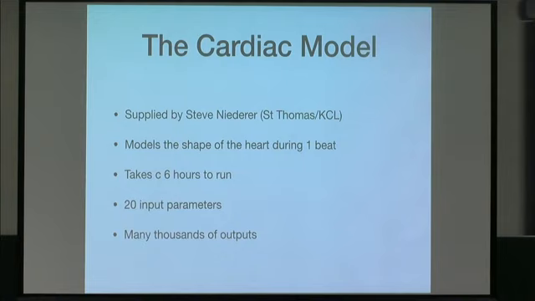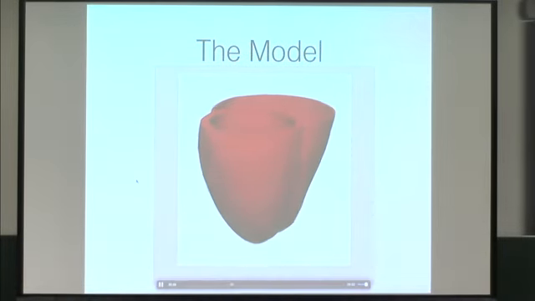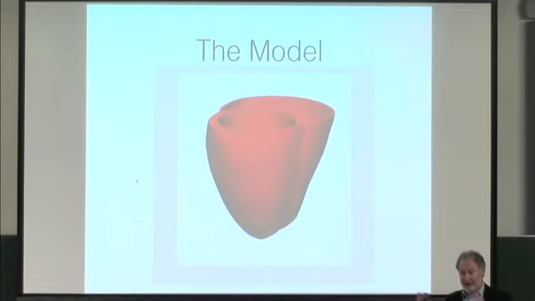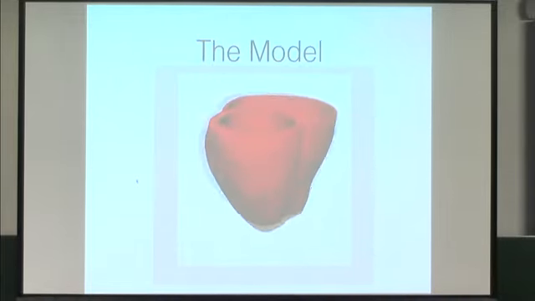So we have a cardiac model supplied by Steve Niederer at St Thomas's King's College. It models the shape of the heart during one beat. It takes about 6 hours to run. Your body does this a lot faster, but it takes about 6 hours to run on quite a fast Unix workstation. We're going to look at 20 input parameters. There are many thousands of outputs, and you'll see why in a second. So here's the model. There's a grid on here, and we also have lots of time steps during that beat. So we have many thousands of outputs.